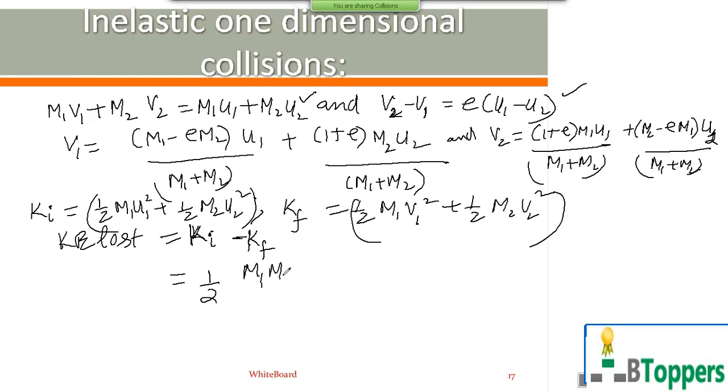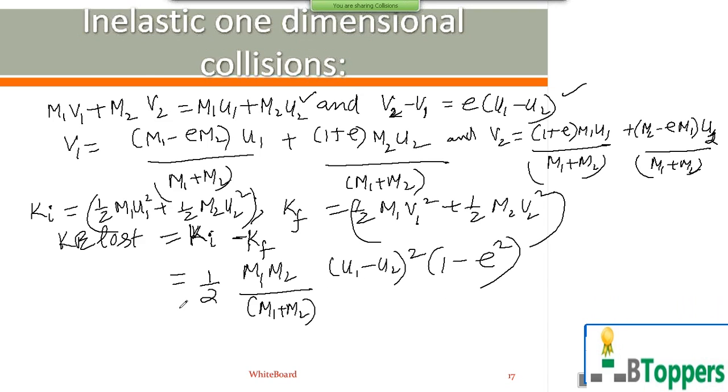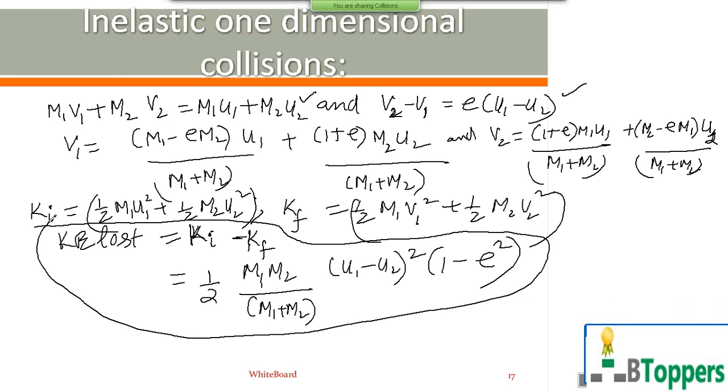So you get half m1 m2 by (m1 plus m2) into (u1 minus u2) whole square into (1 minus e square). That is the expression for the kinetic energy lost in a one-dimensional inelastic collision.